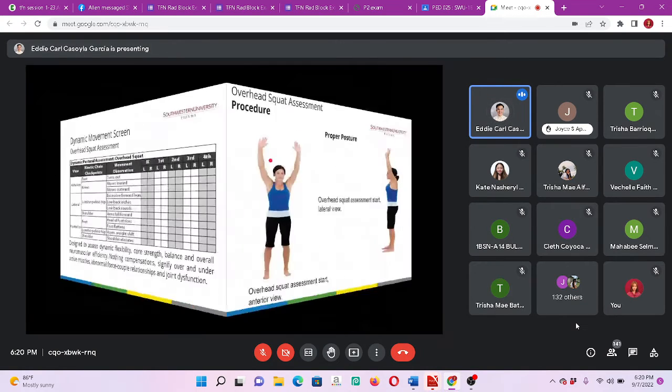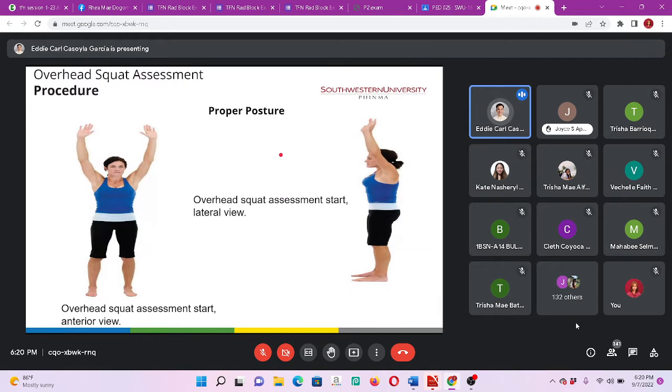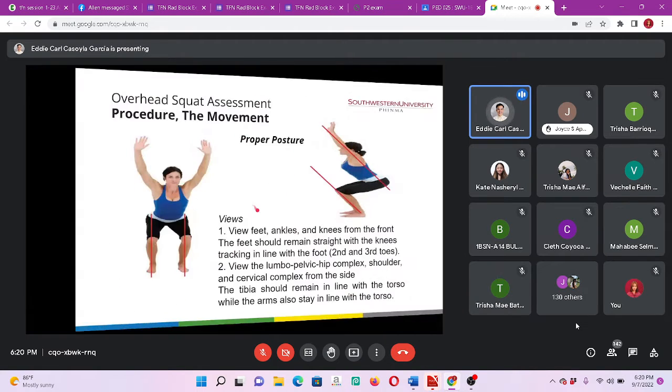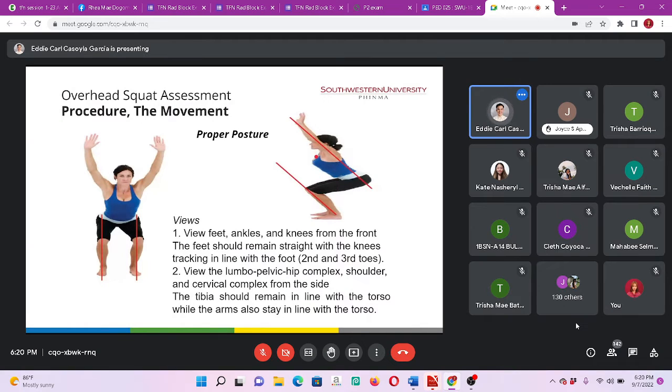Okay, and here is the proper procedure on how to perform the overhead squat assessment. So proper posture, overhead squat assessment, start in lateral view, side view. Okay, and this will be your preparation, and the next slide would be your proper posture on doing the overhead squat. Okay, and then you need to hold this for at least 3 to 5 seconds in order for you, the assessor, to have enough time to go around to check those kinetic checkpoints that need to be observed.